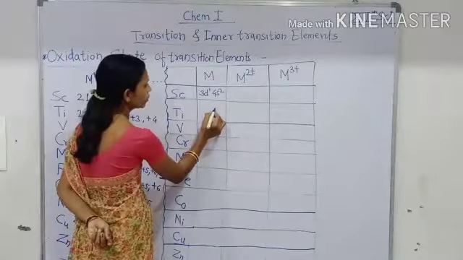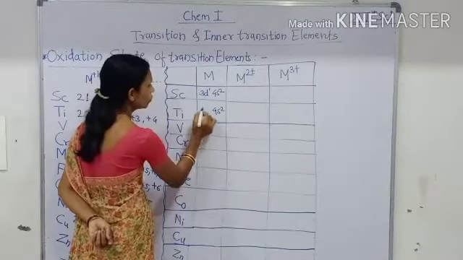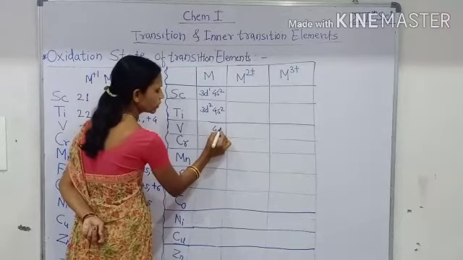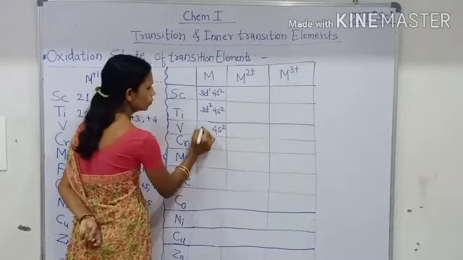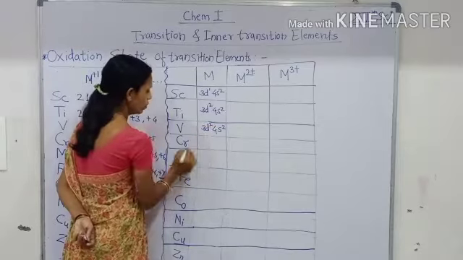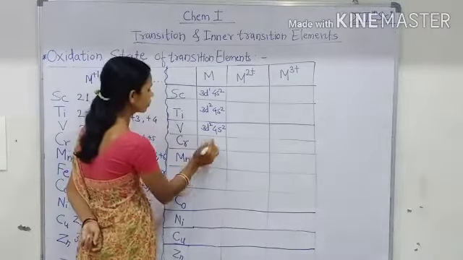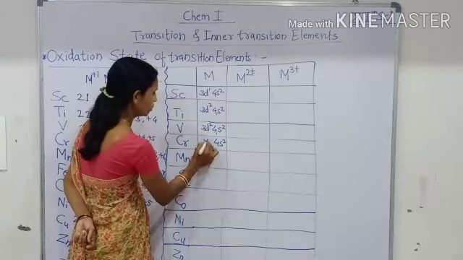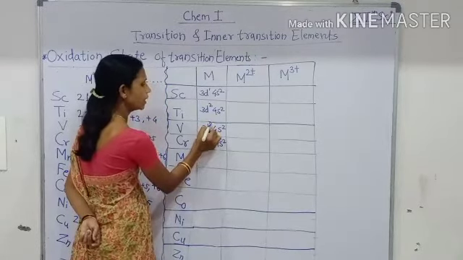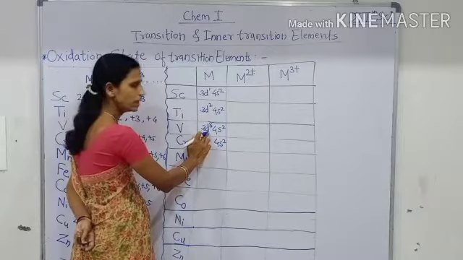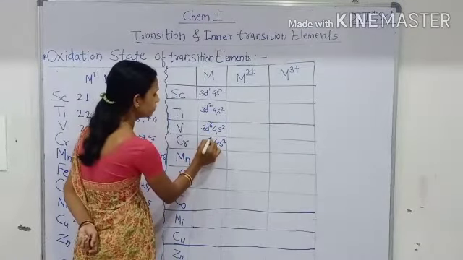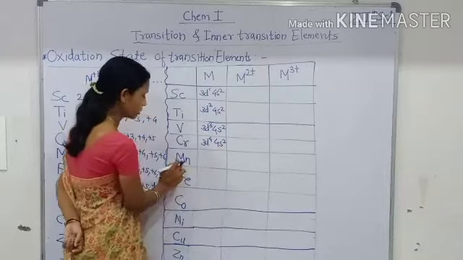Titanium electronic configuration is 4s2, 3d2. Vanadium electronic configuration is 4s2, 3d3. Valence electronic configuration for chromium is 4s2, 3d4.